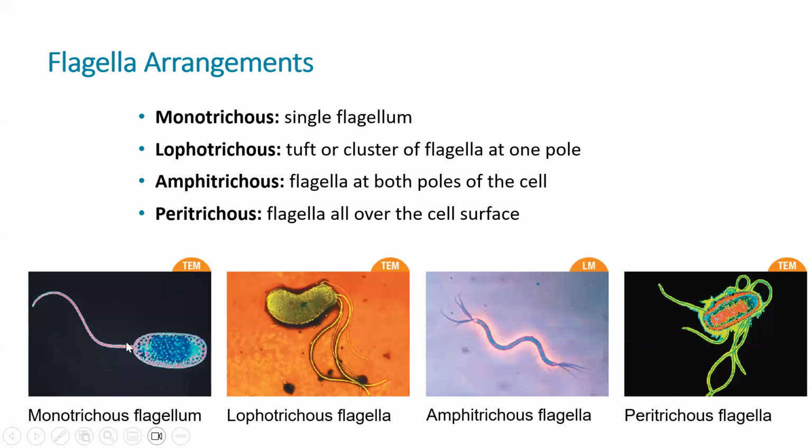These can be polar, meaning they're on the end, or they can be offset. You have lophotrichous, which is kind of on one end where there are multiples. You have amphitrichous, where they're on both ends, and you have peritrichous, where they're kind of all over.